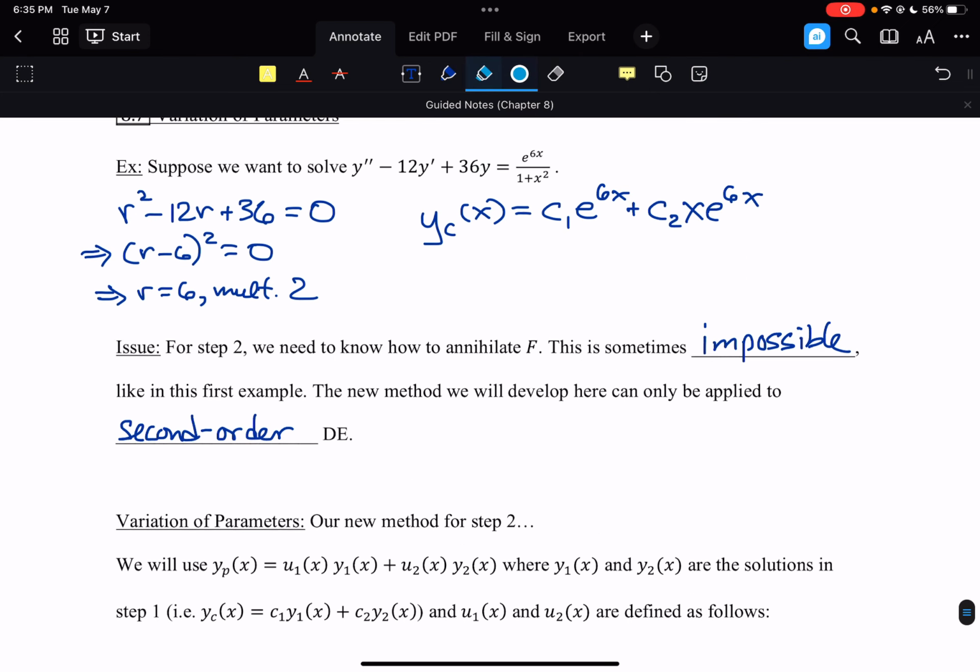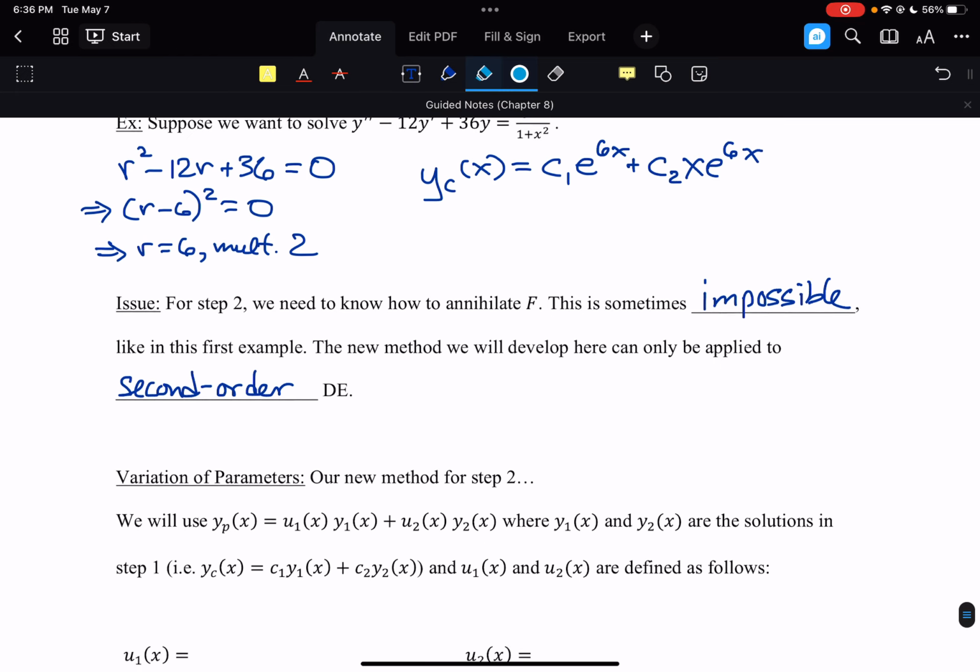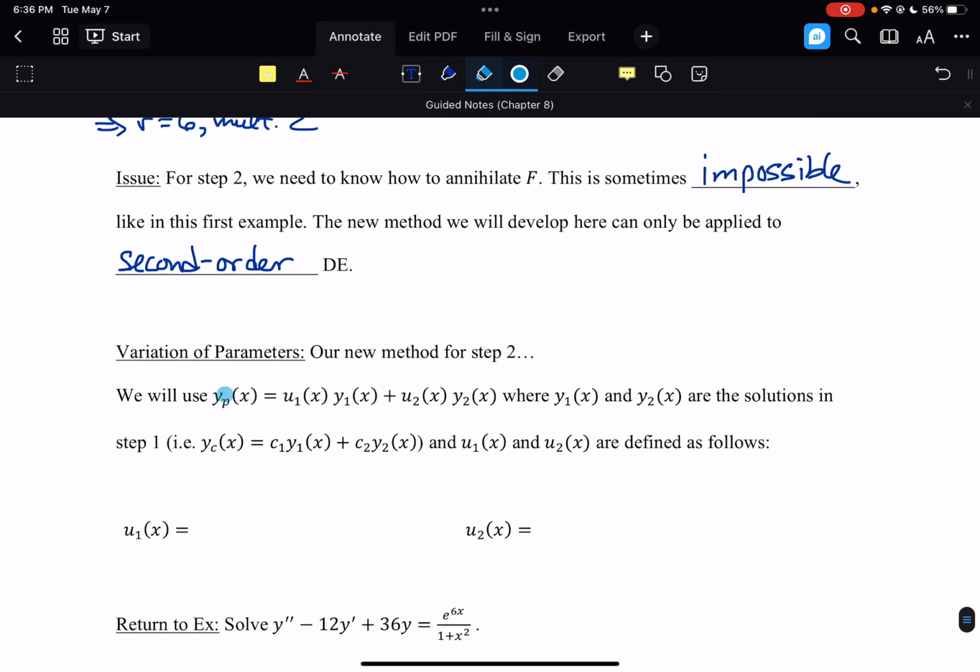We already know how to get the complementary solution. That's fine. What we need now is a process for finding the particular solution. So we're going to, once again, ride the coattails of people who have already figured this stuff out, and we're going to use this as our educated guess, if you will, that this is the general form of the particular solution. So u1 of x, y1 of x, plus u2 of x, y2 of x, where y1 and y2 are the solutions in step 1. Okay, so that's the complementary. So there's y1 and there's y2.